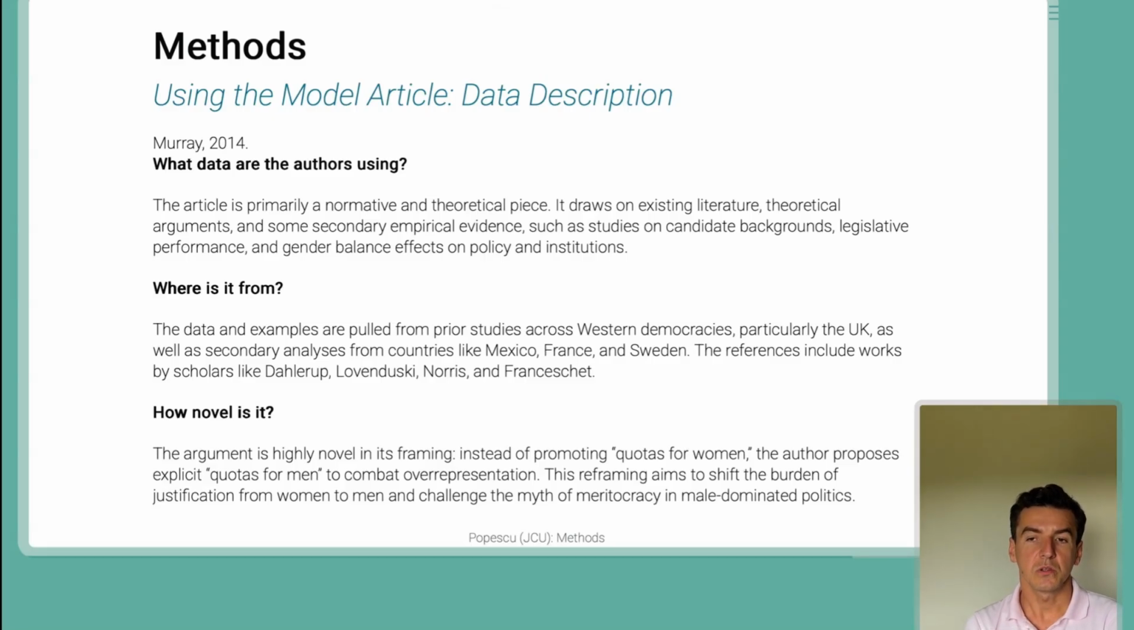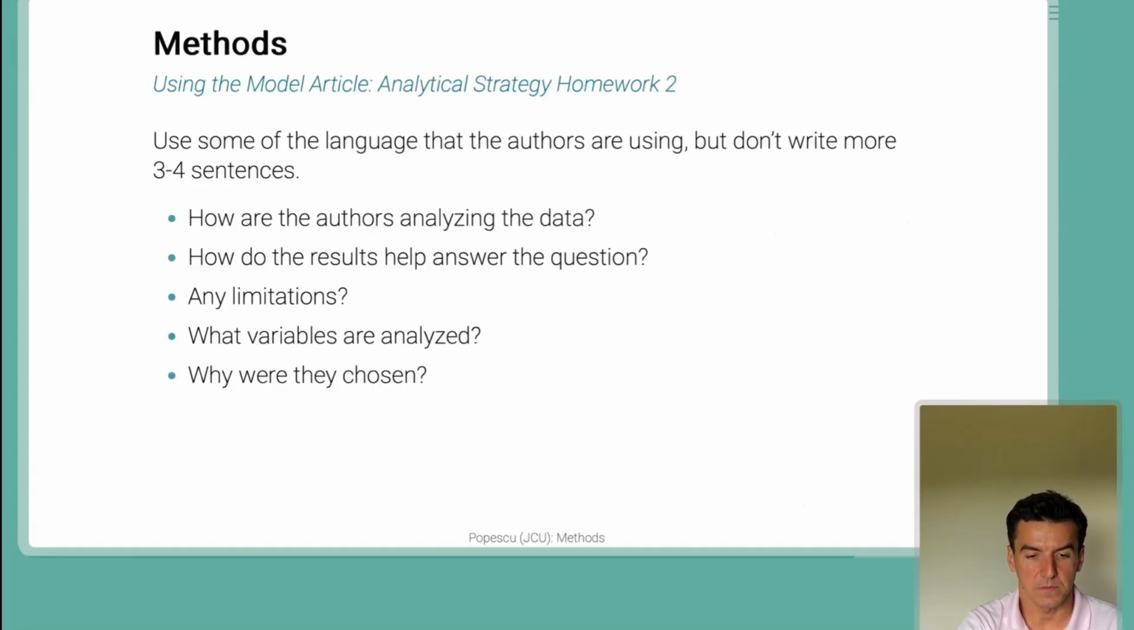In terms of novelty, what's novel here is obviously not the data itself, but the argument is novel, right? And the framing is novel. Instead of promoting quotas for women, the author is proposing to look at quotas for men, right? So this is a new spin on gender quotas. By looking at quotas for men, the author is proposing that we can reduce overrepresentation. This means that the new framing is trying to shift the burden of justification from women to men, but also to challenge the myth of meritocracy in male-dominated politics.